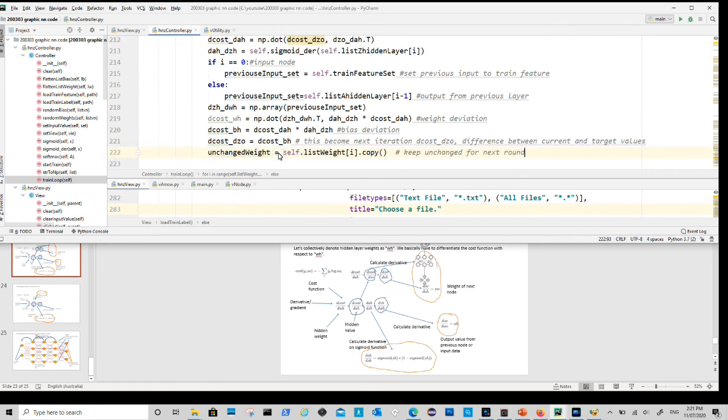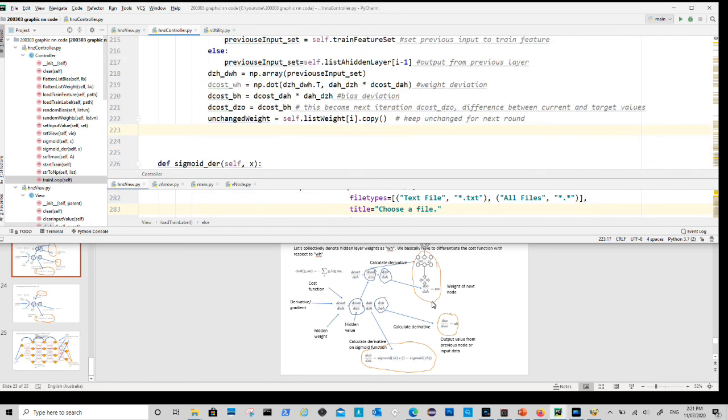We save current weights here for the next round calculation. Finally we can apply the learning rate to the derivatives and modify weights and biases accordingly. This will complete the train loop method in the controller class.